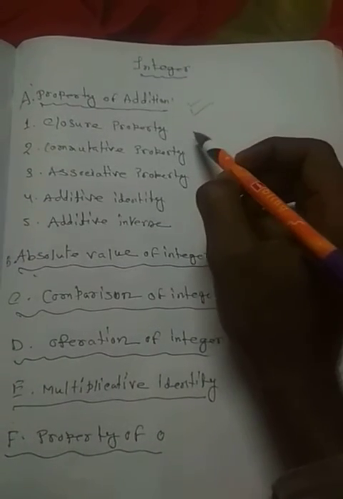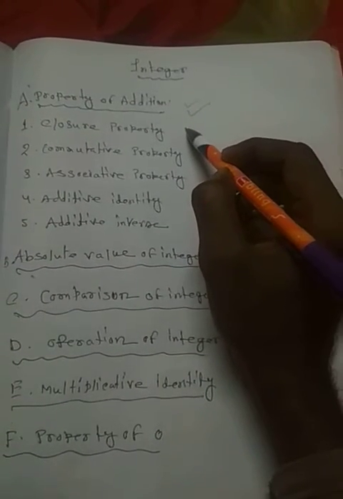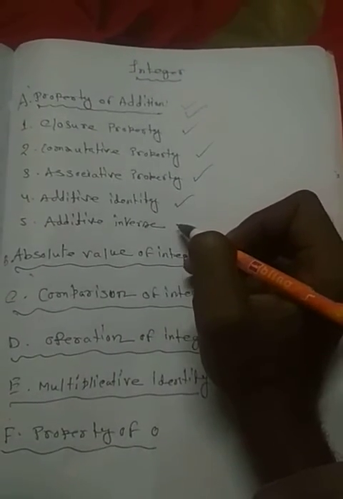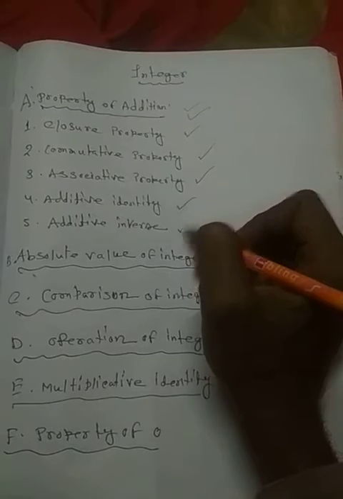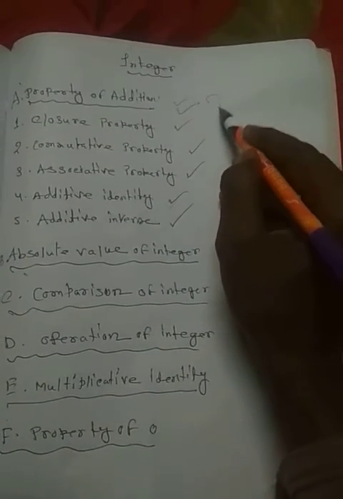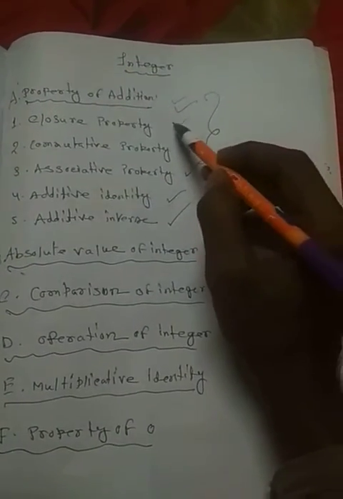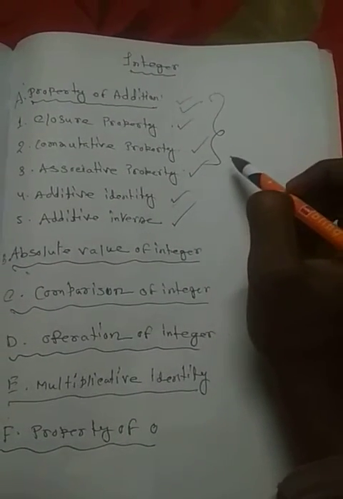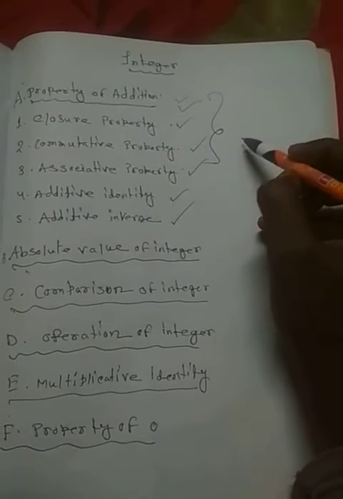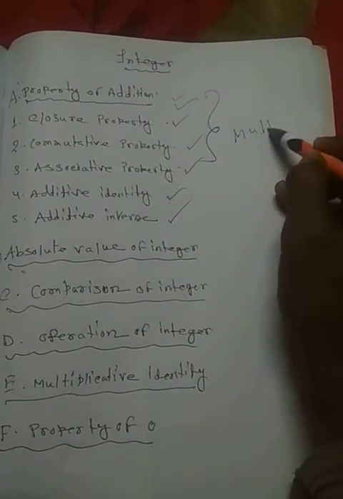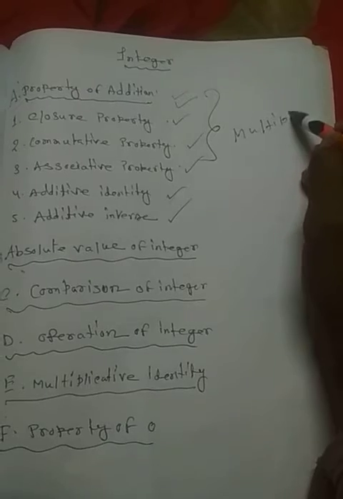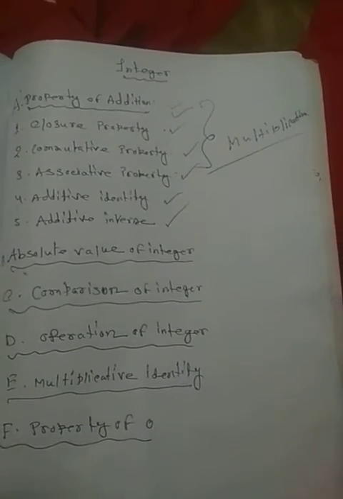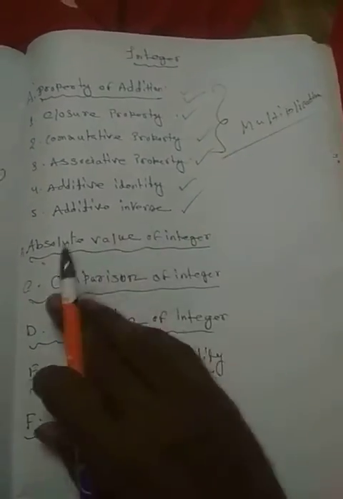Properties of addition. What are the properties of addition? Closure property, commutative property, associative property, additive identity, additive inverse. And these three properties, that means closure property, commutative property and associative property, also follow in case of multiplication. We are coming to the details, just wait.